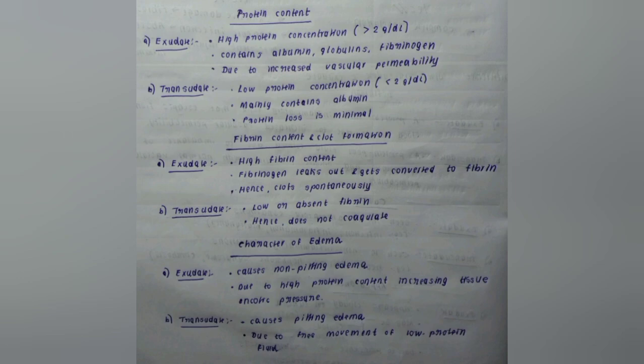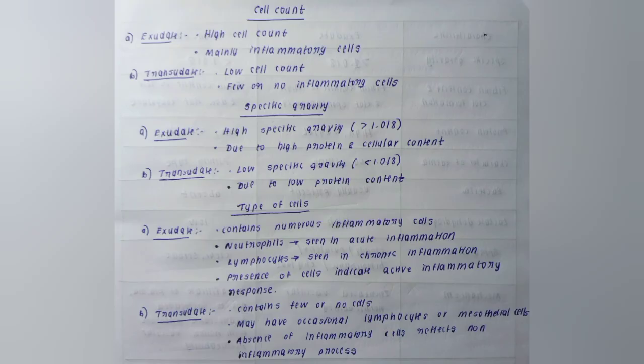So there is no pit formed, so that is non-pitting edema. Now consider the case where protein is high. The protein is high in exudate, so in exudate it is non-pitting edema. Whereas in transudate protein content is low, so a pit can be formed, so it is pitting edema. That's all.